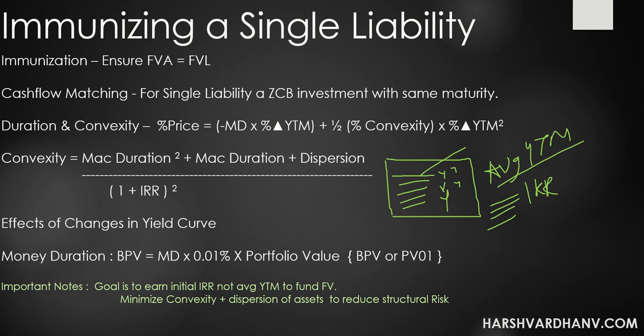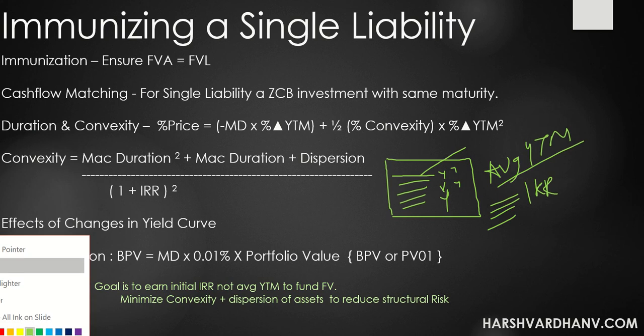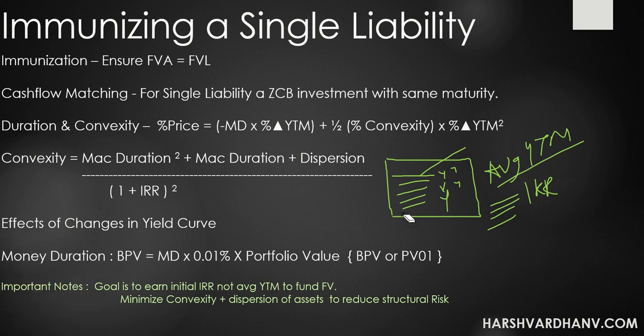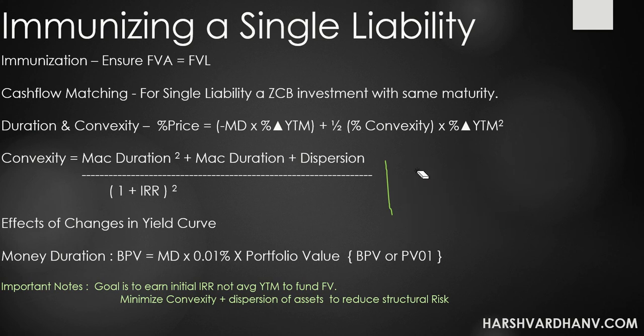But if it is not a parallel change, then the convexity is not good for your bond because it will lead to a structural risk. What is the structural risk? We will see in the next slide.